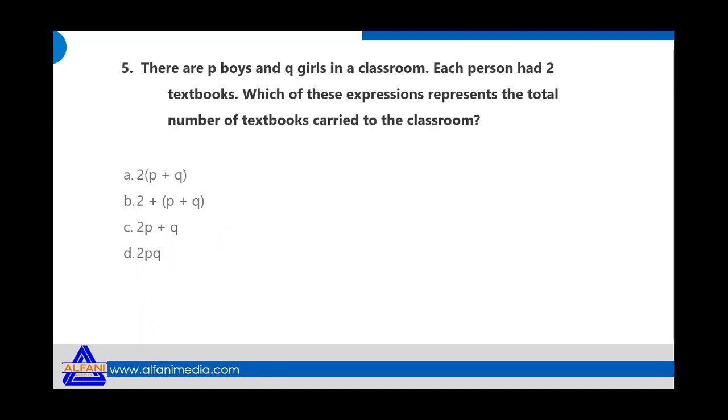Now we can see the next question. The next question said there are P boys and Q girls in a classroom. Each person had 2 textbooks. Which of these expressions represent the total number of textbooks carried to the classroom? So we have P boys, and then we have Q girls. Each of these students, each of these people, carried 2 textbooks.